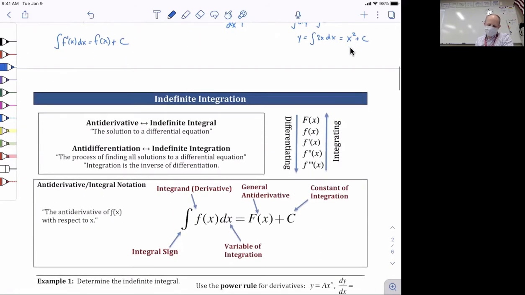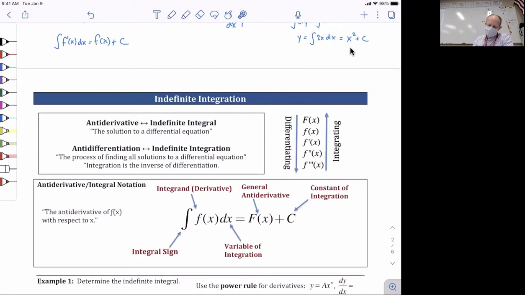Okay, indefinite integration is what we're really doing here. So the antiderivative is the same thing as the indefinite integral, and this is the solution to that differential equation. Now, anti-differentiation is the same as indefinite integration. It's the process of finding all the solutions to that differential equation. And we think of integration as being the inverse of differentiation.